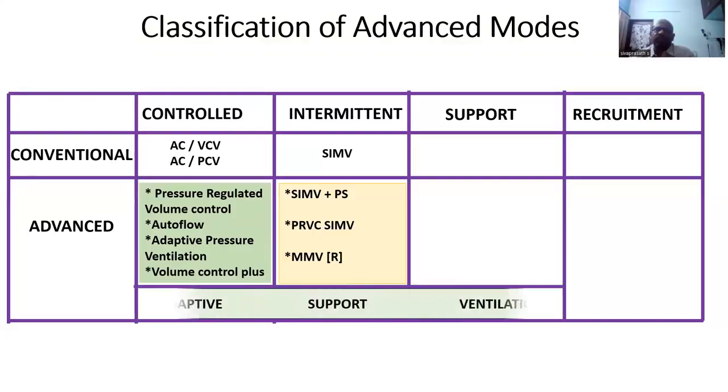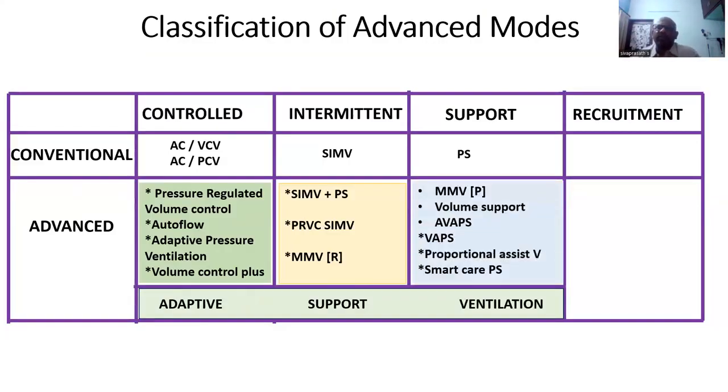Coming to support modes, the one important mode which is controlled intermittent and all support is adaptive support ventilation. I deal with it along with control ventilation. Coming to support modes, we have pressure support and the advanced modes which are based on pressure support are mandatory minute ventilation, which is pressure based, volume support, VAPS, volume assured pressure support, proportional assist ventilation, Smartcare PS, which I'll be dealing because all advanced modes are pressure based, either pressure controlled or pressure support based.